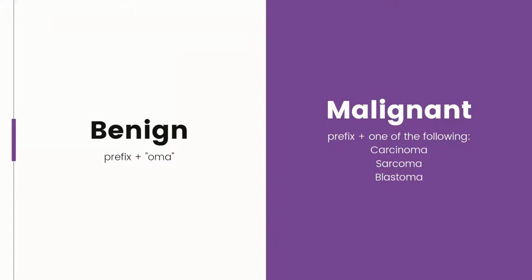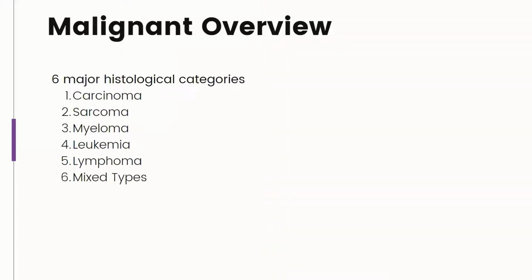Now, malignant tumors share these same prefixes, but they're usually followed by either the word carcinoma, sarcoma, or blastoma. We'll get to what these mean, but I again want to emphasize that there are other malignant cancers that don't neatly fit in here and have different naming systems, like myeloma, leukemias, and lymphomas, for example.